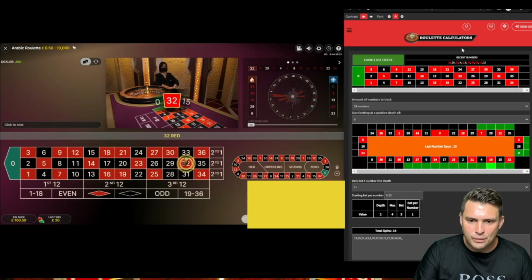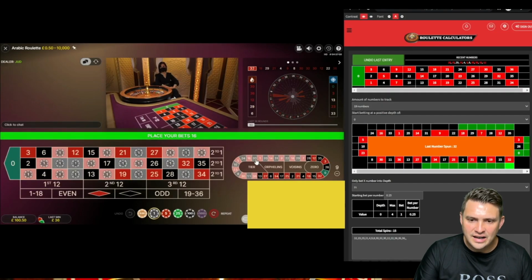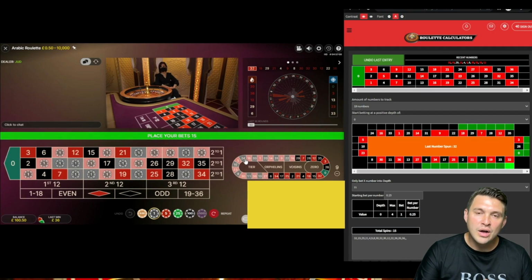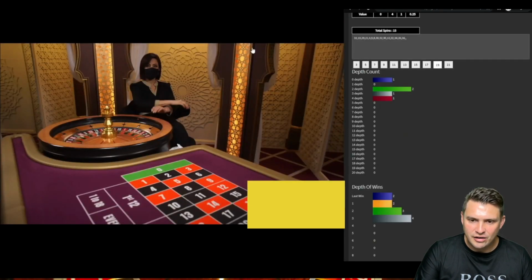And it looks like it went to a depth of 2 there, and then the highlighted sections come out again. So it would have been the same scenario. You've got a win, then a loss if you were flat betting. So let's carry on. You can see there, depth of 3, 3, 2, 2.